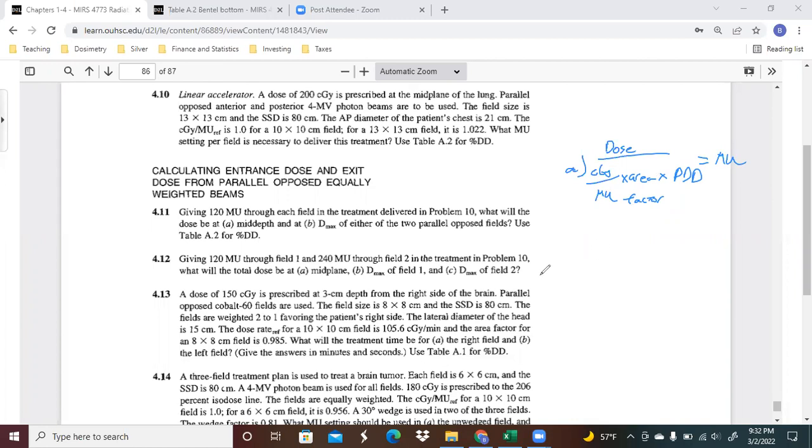Now, in this particular case, in the previous problem, we were trying to figure out what the monitor units are going to be. This time we're actually given that, and we've got to figure out what the dose is. So the dose in this particular case is going to be equal to the monitor units times the centigrade per monitor unit times area factor times the PDD.